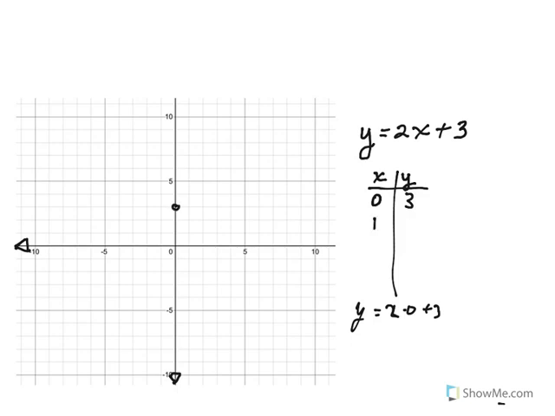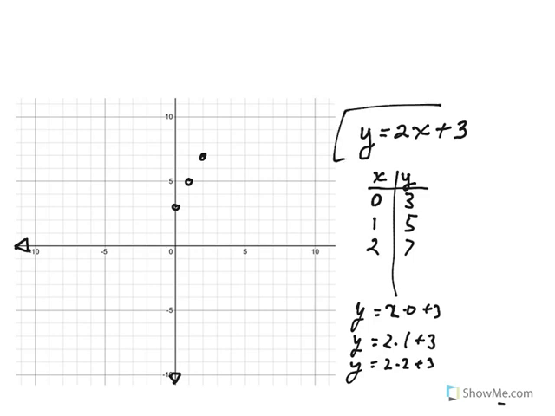And what if x was 1? Then y would be 2 times 1 plus 3, which would equal 5, if I made a dot there. And what if x was 2? Y would become 2 times 2 plus 3, which is 7. And it seems like I could just make up any number I want for x, pop it into the equation, out would come a value for y. And when an equation is of this form, y equals something x plus or minus something, it's known as a linear equation.